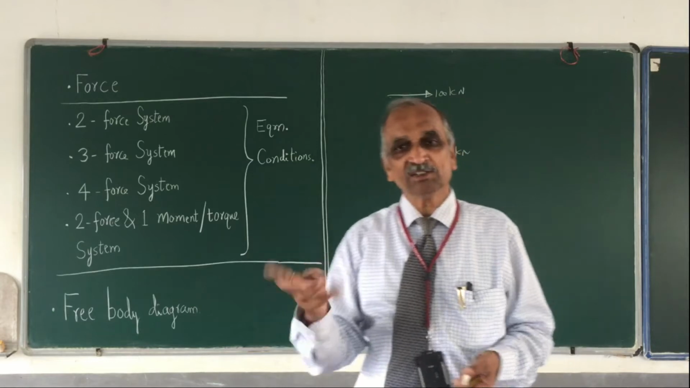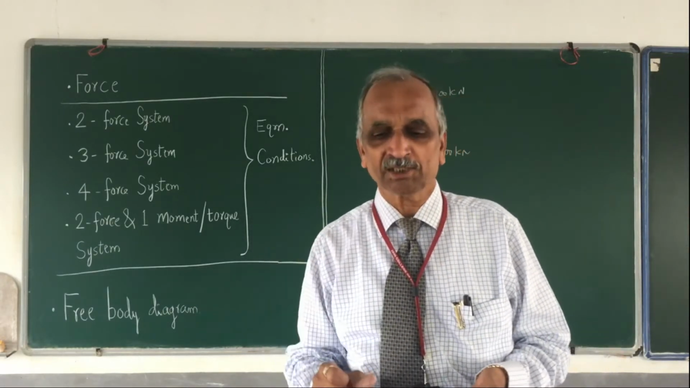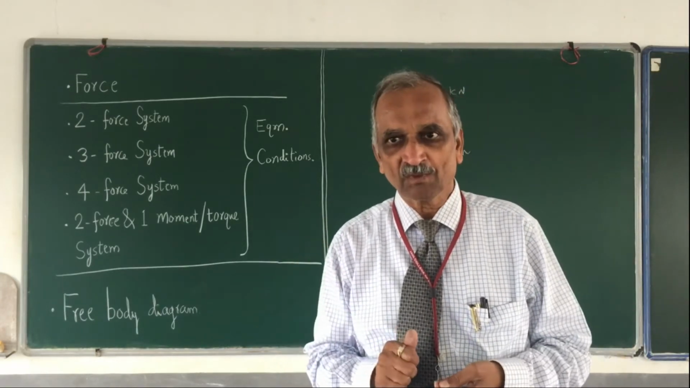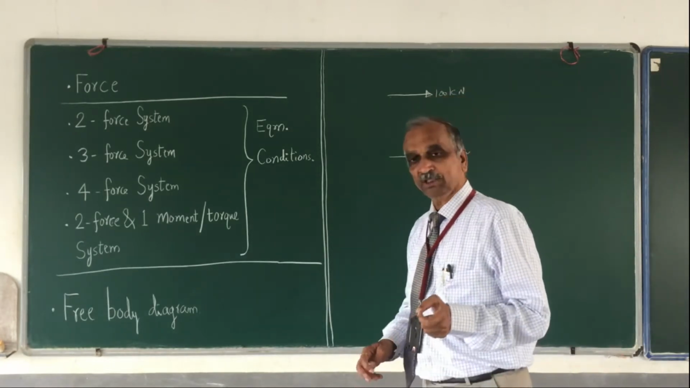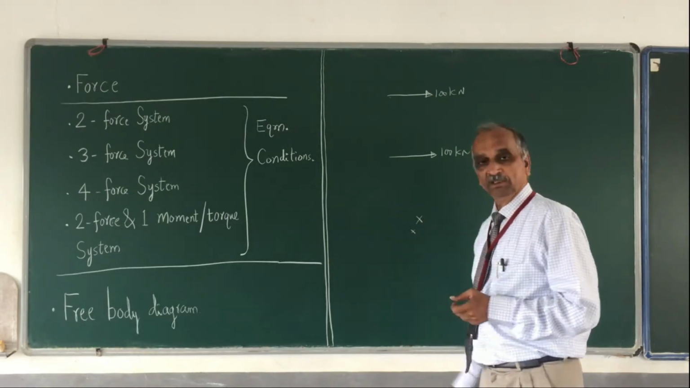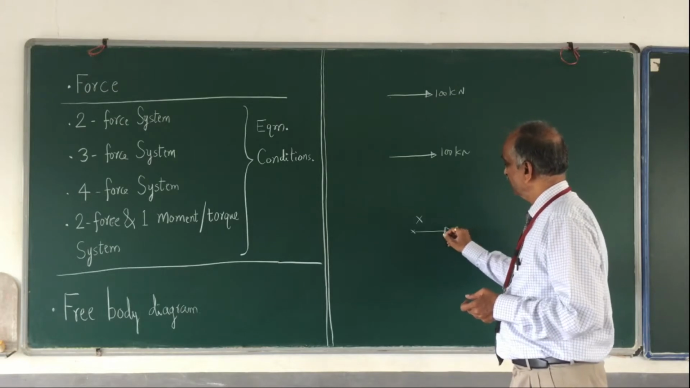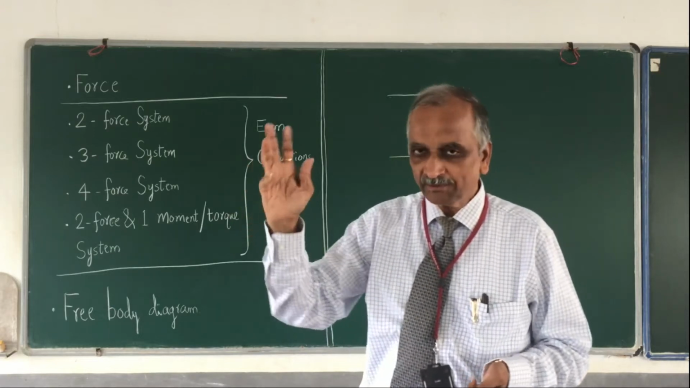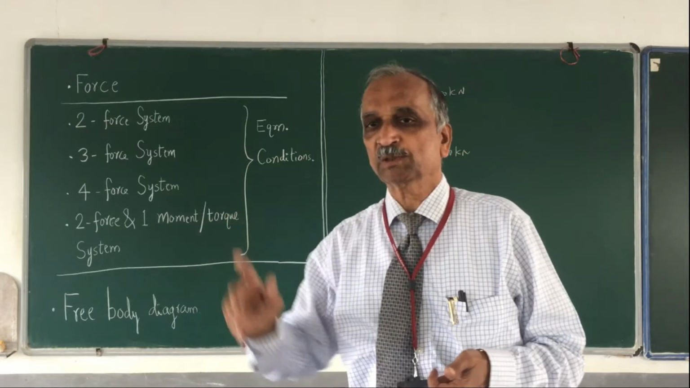So apart from these two, the magnitude and direction, you also require another thing. What is that? The point through which the force passes. Suppose I say 100 kilonewton horizontal force passing through a point X. That means this is the force, it is not this force. So you require the magnitude, direction, and the point through which the force passes.